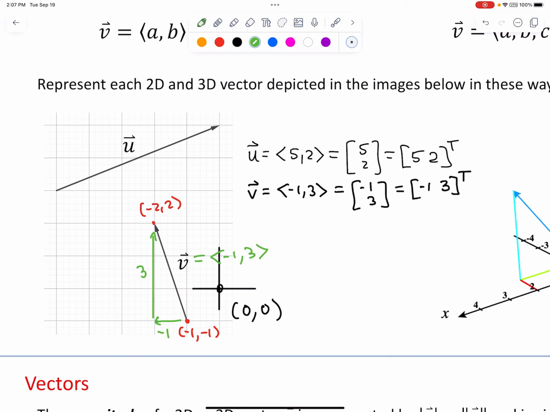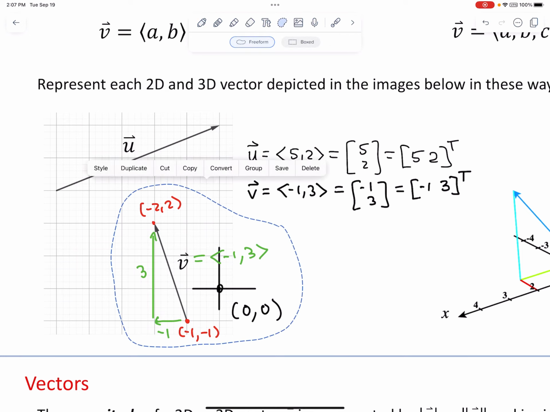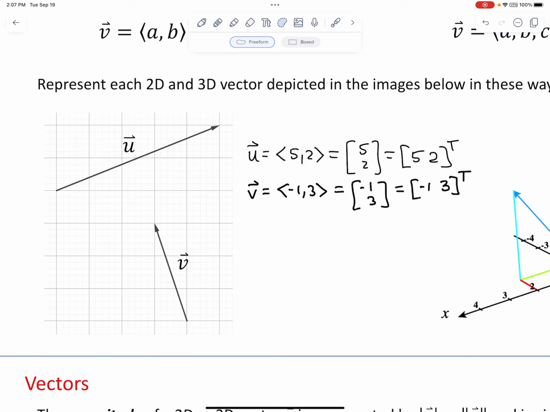Now you might notice that if a vector connects 2 points in the plane, you can simply subtract the y coordinates of the points to get the y component of the vector, and then you can subtract in the same order the x coordinates of the points to get the x component of the vector. But again, regardless of where this vector v is situated relative to the origin, its components are -1, 3.